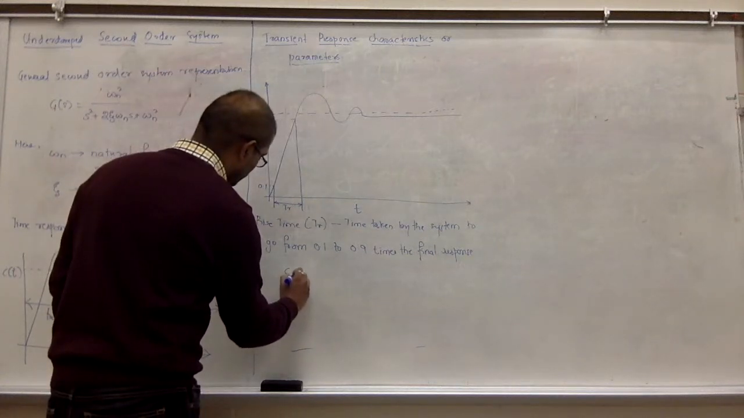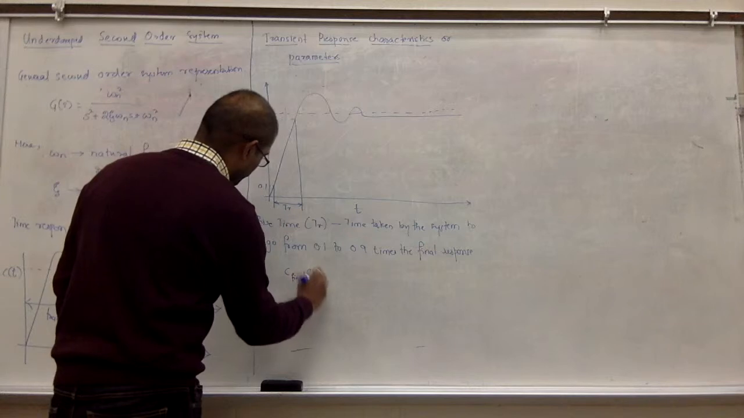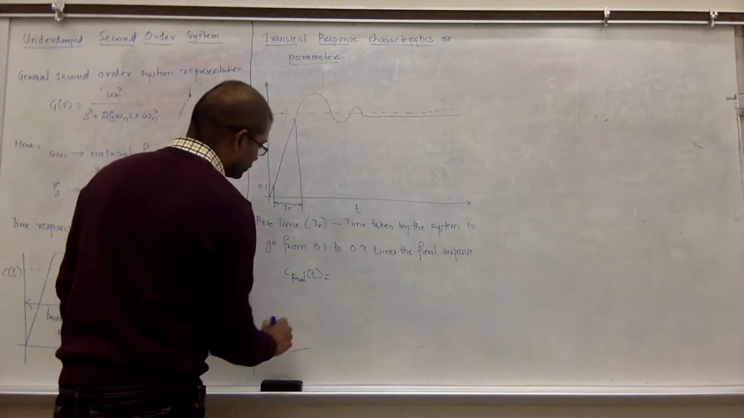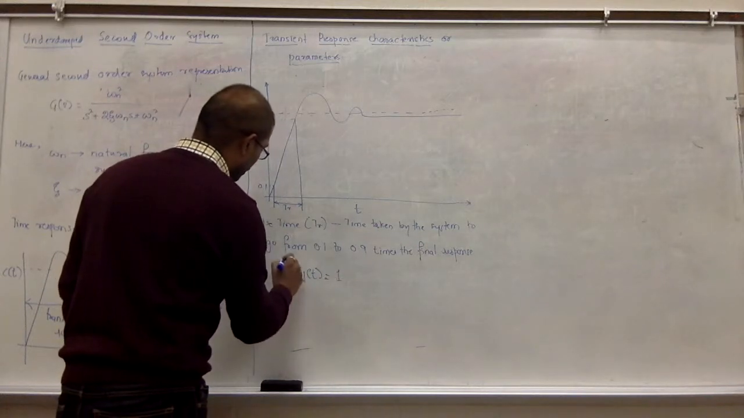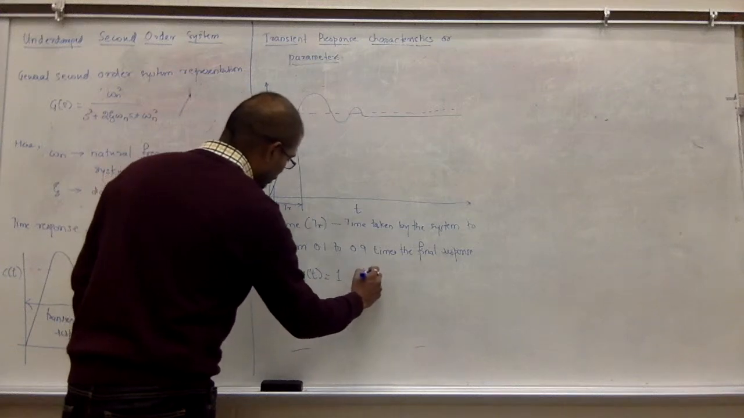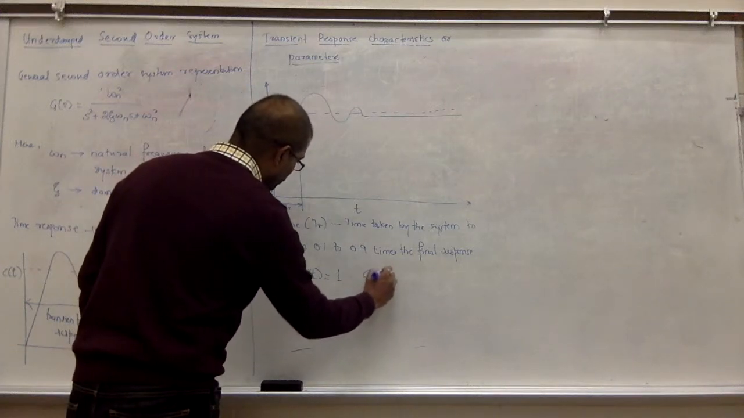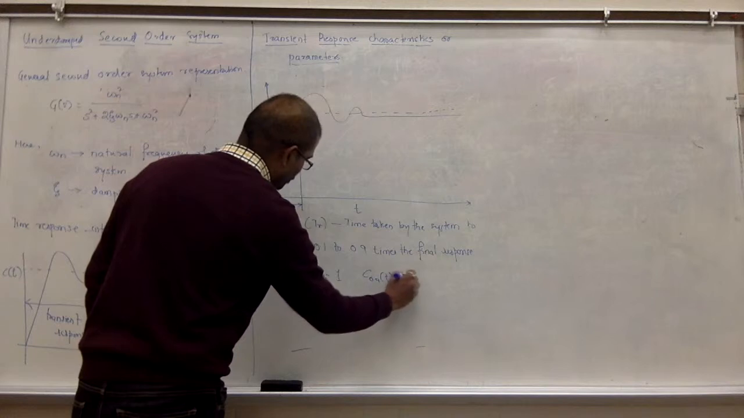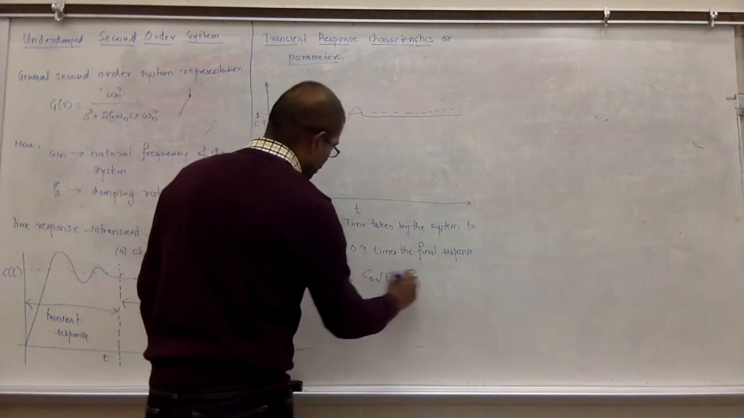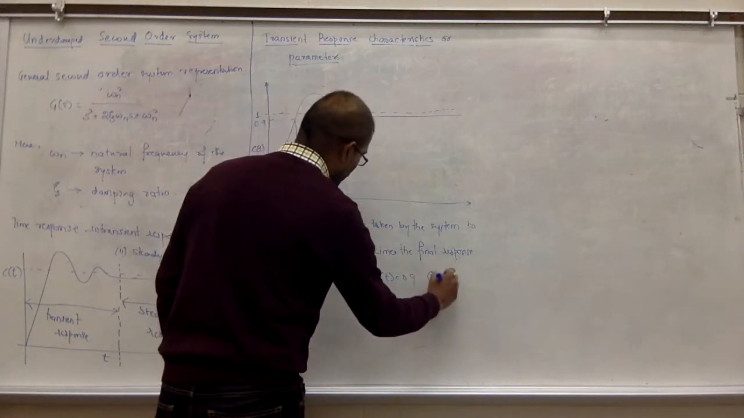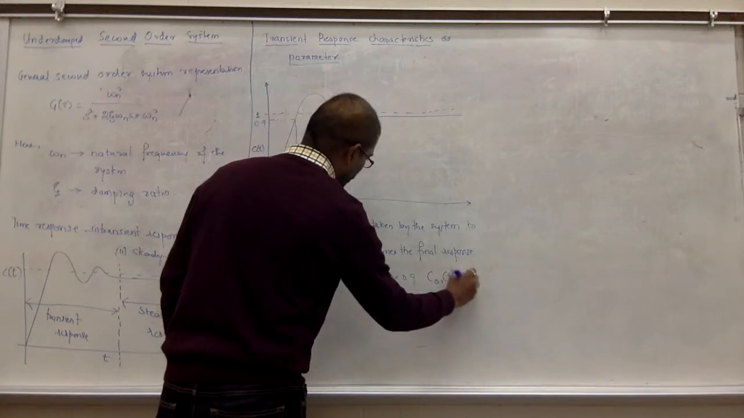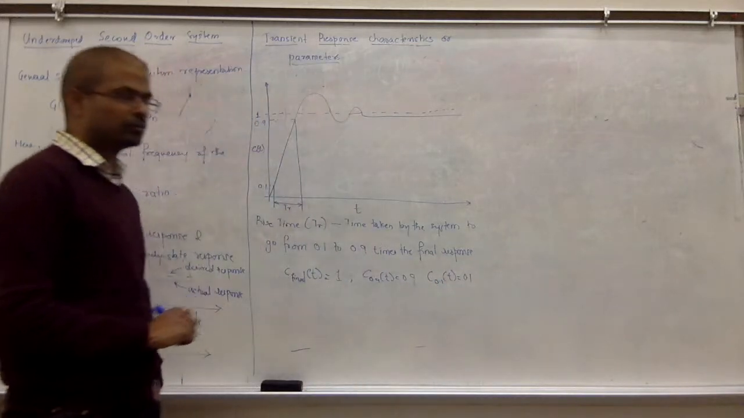Oh, I see what you're saying. What is this? This is 1. Okay? So C at 0.9 would be 0.9. C at 0.1 would be 0.1. That's it.